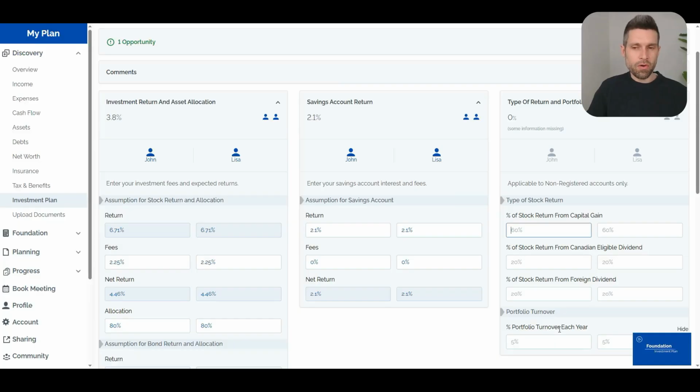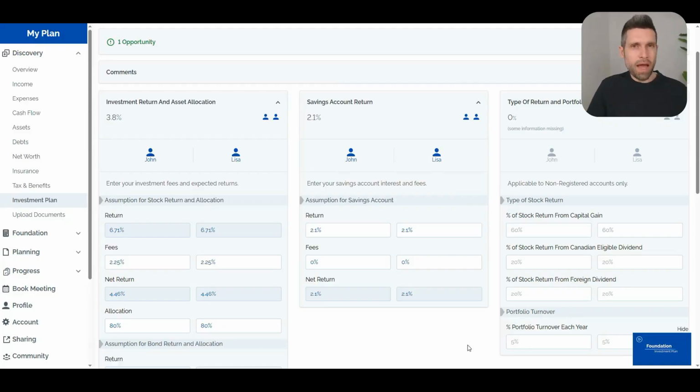The portfolio turnover, the reason why that's important is because it might be capital gains distributions from your ETFs, or it might be you rebalancing your portfolio over time. So this just triggers a little bit of capital gains every year to account for those capital gains distributions and or for any rebalancing that you're doing on your portfolio.